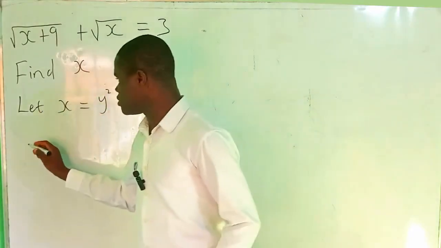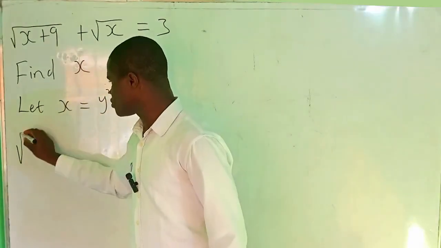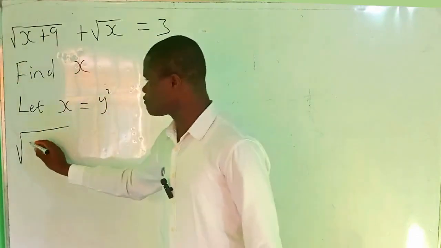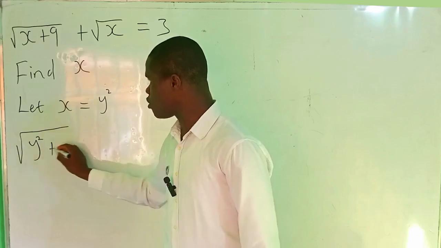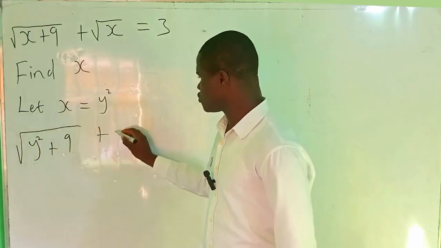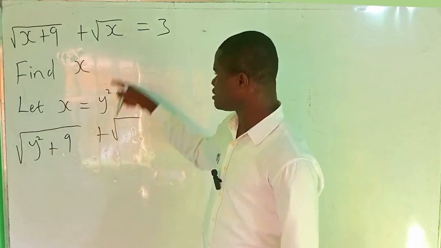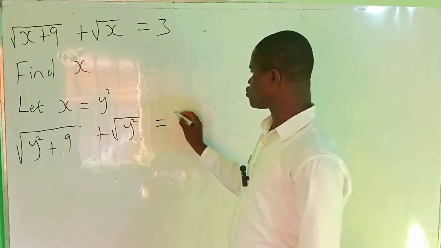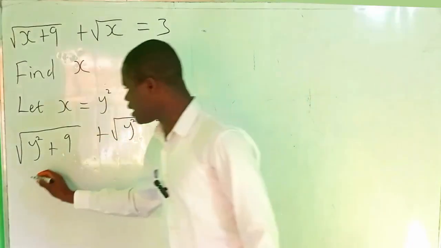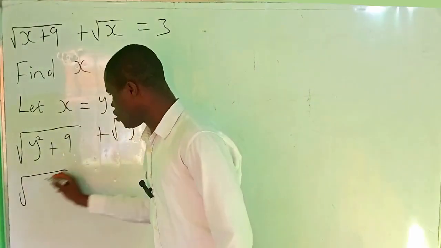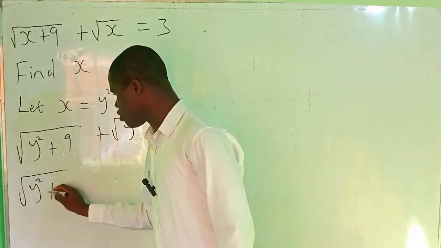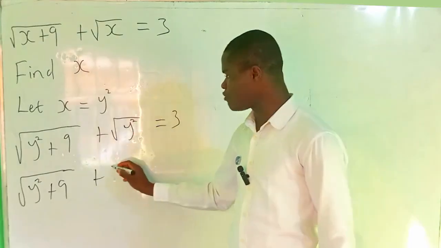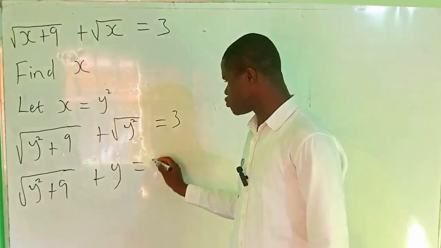So that means we can now write the square root of, instead of writing x, since x is equal to y squared, I'll say y squared plus 9, plus the square root of, instead of x, y squared, equal to 3. So this implies that the square root of y squared plus 9 plus, we cancel the square and the square root, and we are left with just y, is equal to 3.